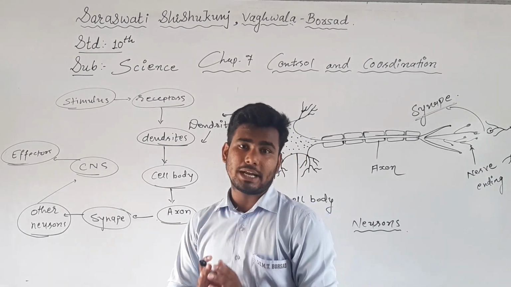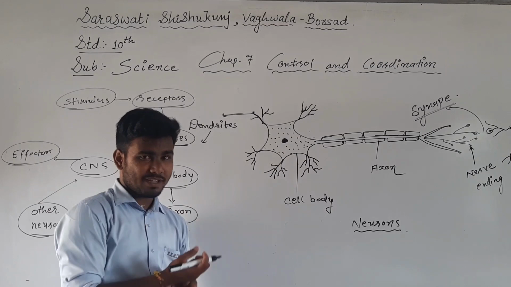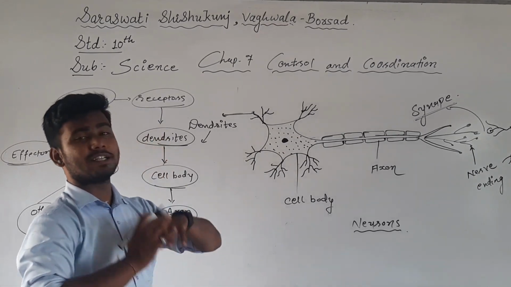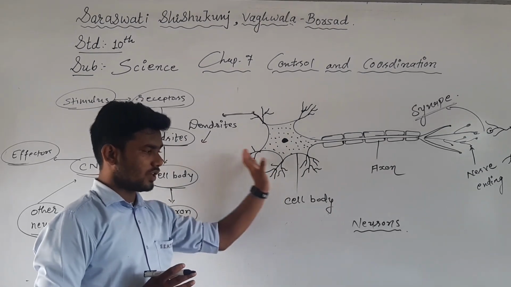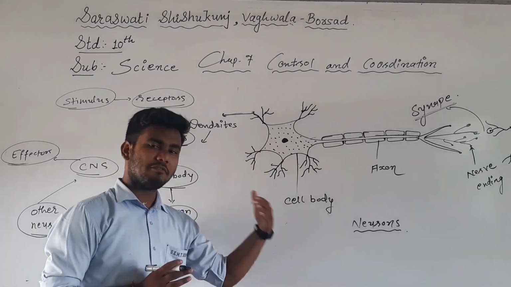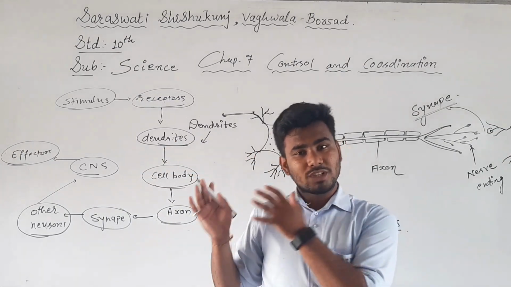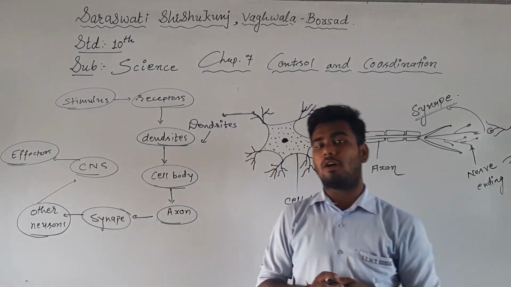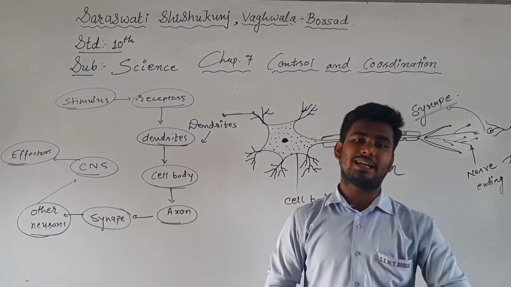Okay, so this way we have understood what a stimulus is, how the receptors receive that stimulus, how they respond to it, and what the structure of a neuron is and how it functions. So hope you understood today's topic. This topic is given to you in your worksheet. Okay, so complete your worksheet and assignment and send it on time.